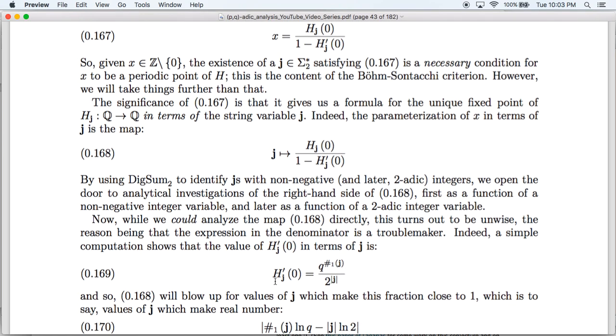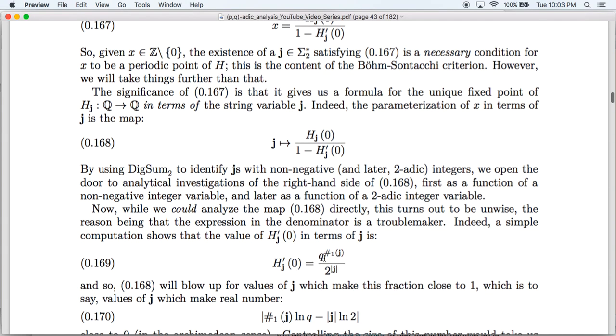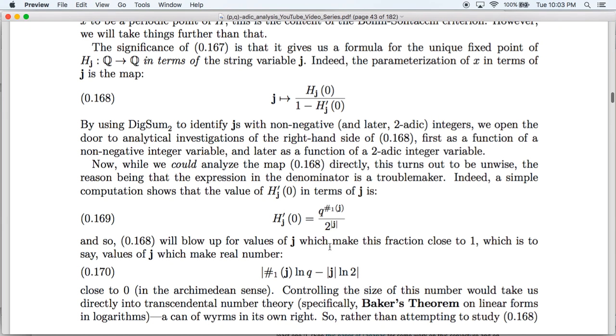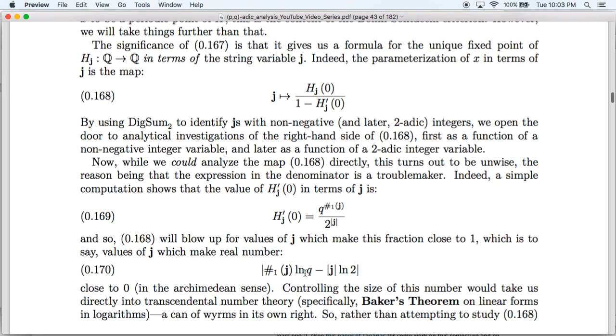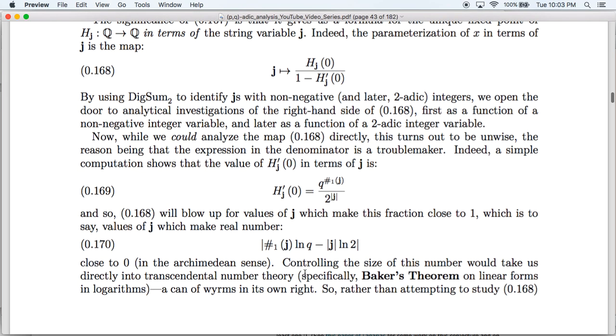And so this expression, the right-hand side, is going to blow up for values of j which make this fraction close to 1. In particular, by taking logarithms, these are values of j which will make this real number close to 0. Controlling the size of this number would take us directly into transcendental number theory, specifically Baker's theorem on linear forms in logarithms, a can of worms in its own right, as we will see later on.